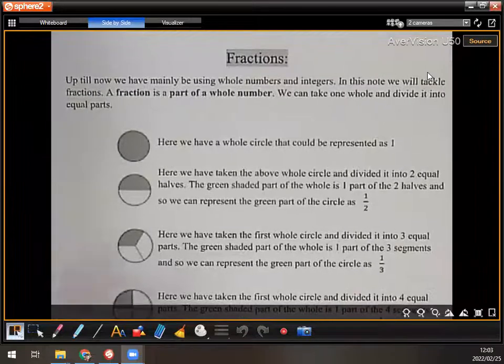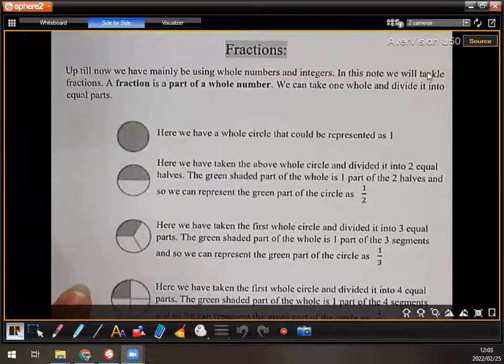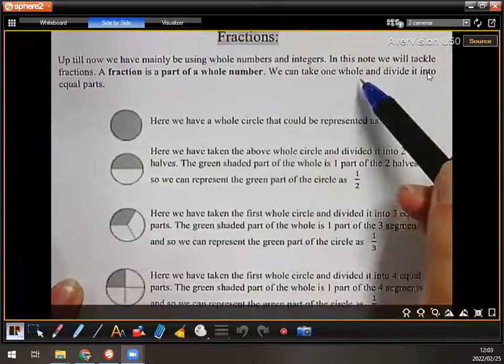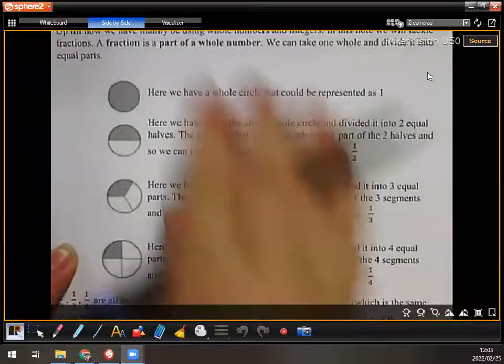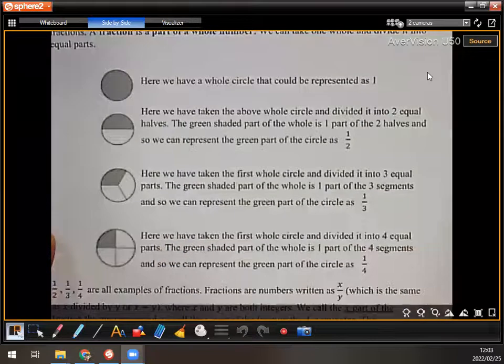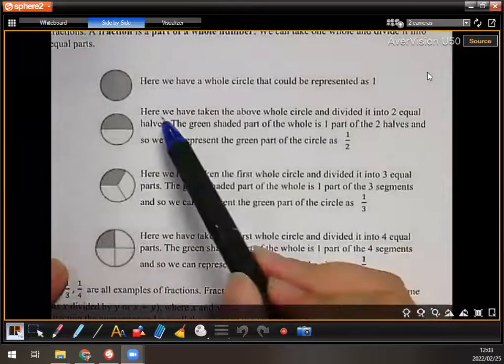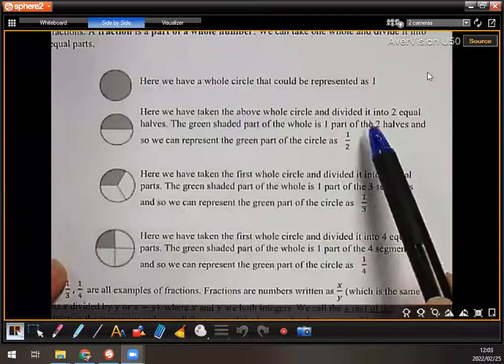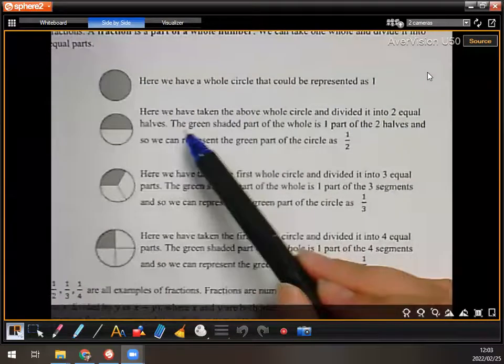We are going to talk about that in more detail later on, so don't stress. We can take one whole and divide it into equal parts. That's just the diagram that they have here. Here we have a whole circle that could be represented as 1. Here we have taken the above whole circle and divided it into 2 equal halves.